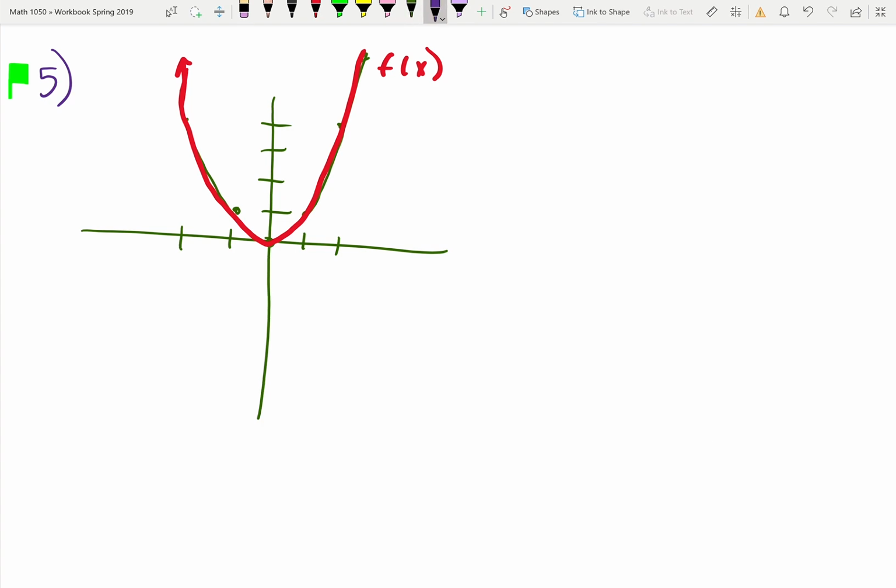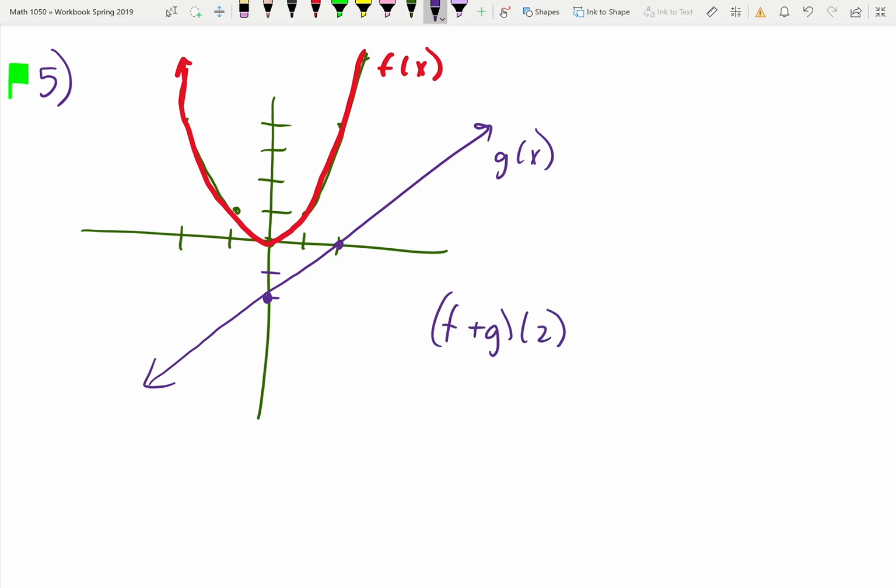And now we're going to graph something else. This would be given to you. Say like this, a line, and we'll call that guy g of x. So what if they ask you to do this? F plus g of 2. So what that means is, actually we're going to do 0. Let's do 0. What that means is find f of 0 and add g of 0.